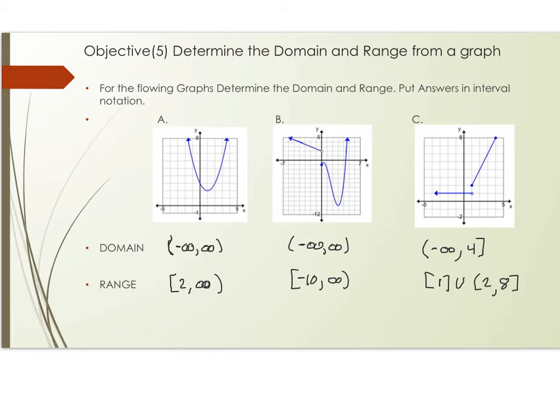And we use this, and I should do this better. This is the union symbol, and the union symbol is the union of two sets, right? So these two sets are combined to create our range values.